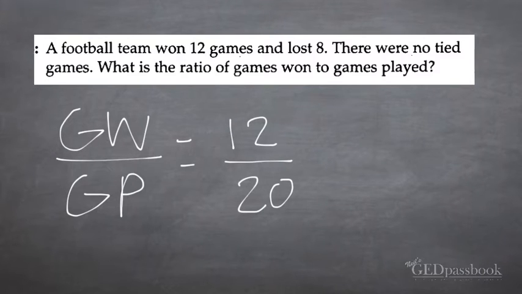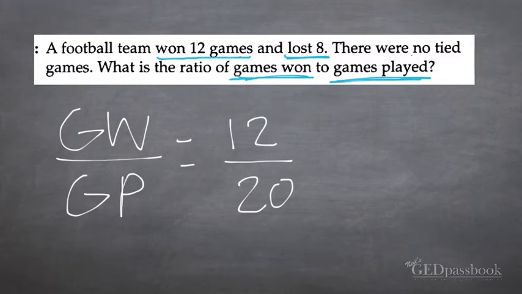Always ask yourself, what is the ratio question asking you? They are looking for games won. Were we given games won? Yes, right here. A football team won 12 games. But they want to know games won to games played. Did they give us how many games they played? Well, you could find it, but they sure as heck didn't give it to us in plain letters, right? They didn't give it to us in the word problem. They gave us instead games lost.